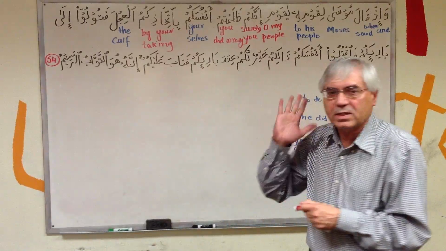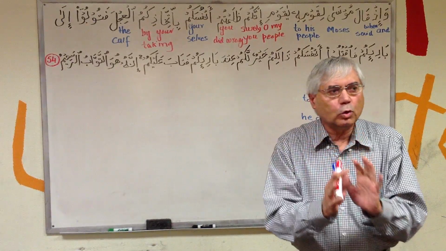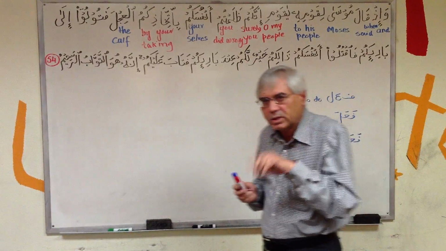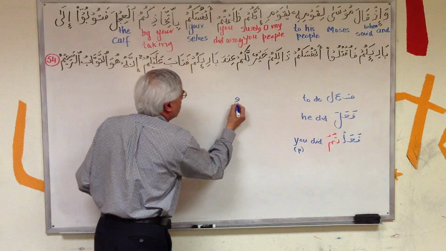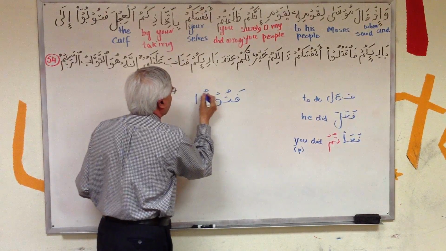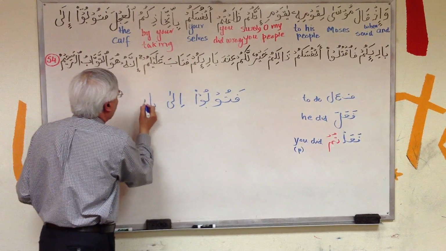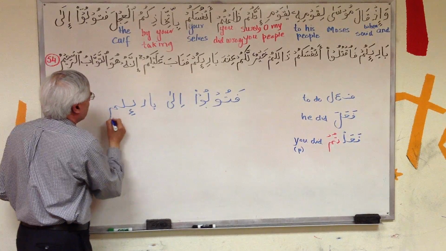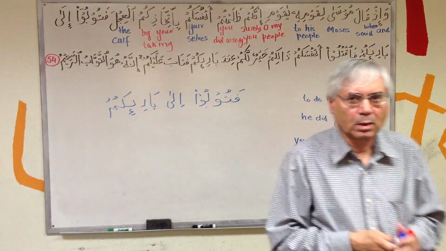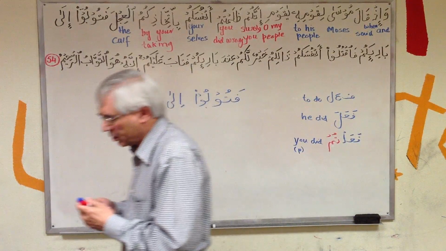Okay, so then he's suggesting a solution. First, he's pointing out that you have done wrong. Then he is suggesting a solution by saying "Fatubu ila barikum." He's saying these three words. Fatubu ila barikum. This is still the speech of Musa alayhi salam. So in three words he is suggesting a solution for their wrongdoing or transgression.